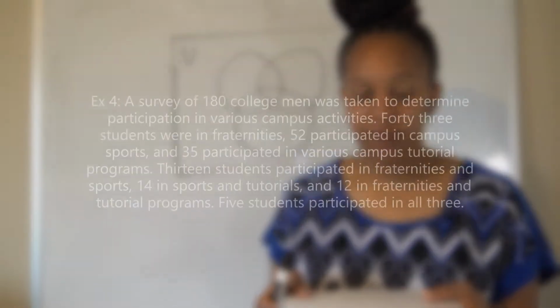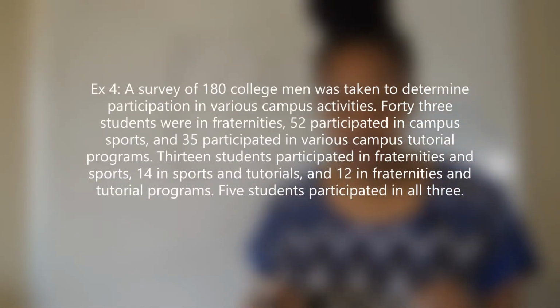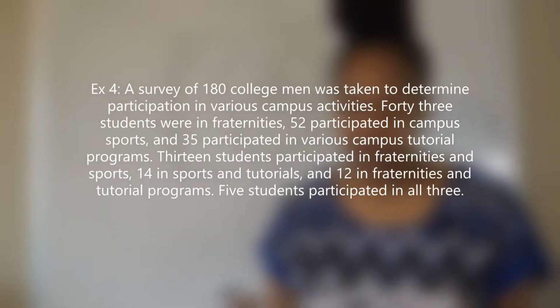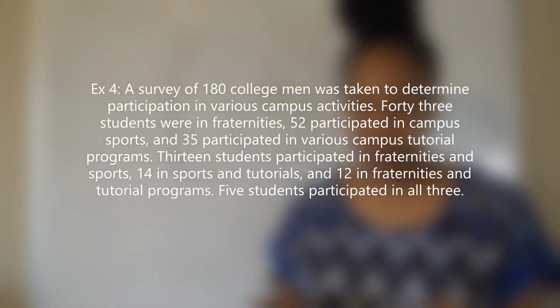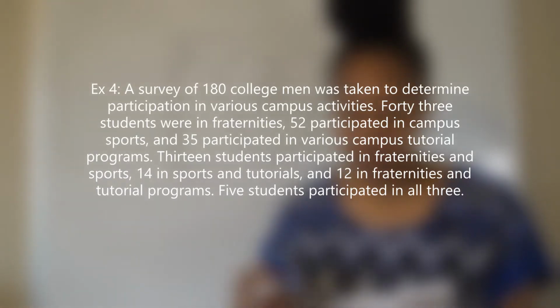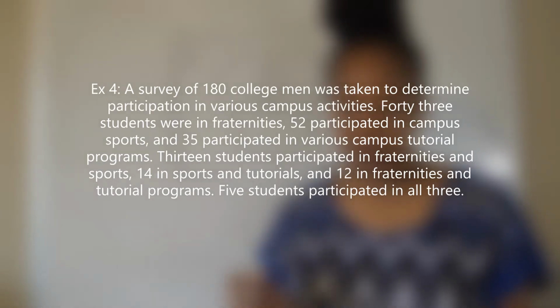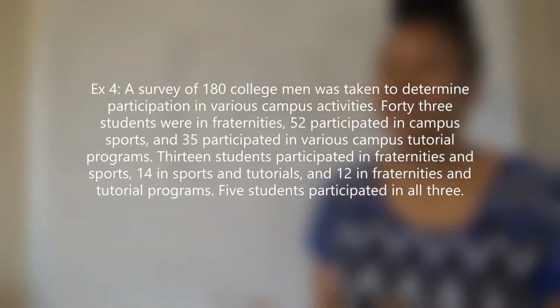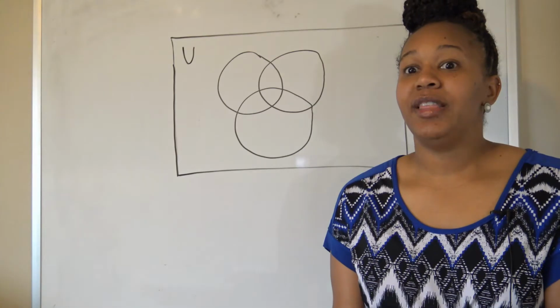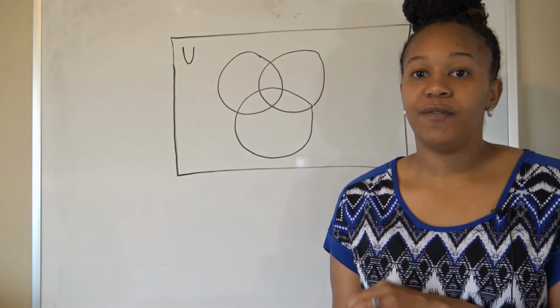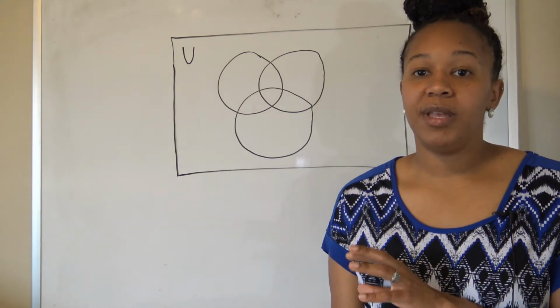But it says a survey of 180 college men was taken to determine participation in various campus activities. 43 students were in fraternities, 52 participated in campus sports, and 35 participated in various campus tutorial programs. 13 students participated in fraternities and sports, 14 in sports and tutorials, and 12 in fraternities and tutorial programs. 5 students participated in all 3. I know there was a lot of information, so we're going to have to take this and break it down piece by piece. That's not even the question yet. That's just the setup. We're going to answer a series of questions about this, but the first thing we want to do is draw a Venn diagram and set this information up.